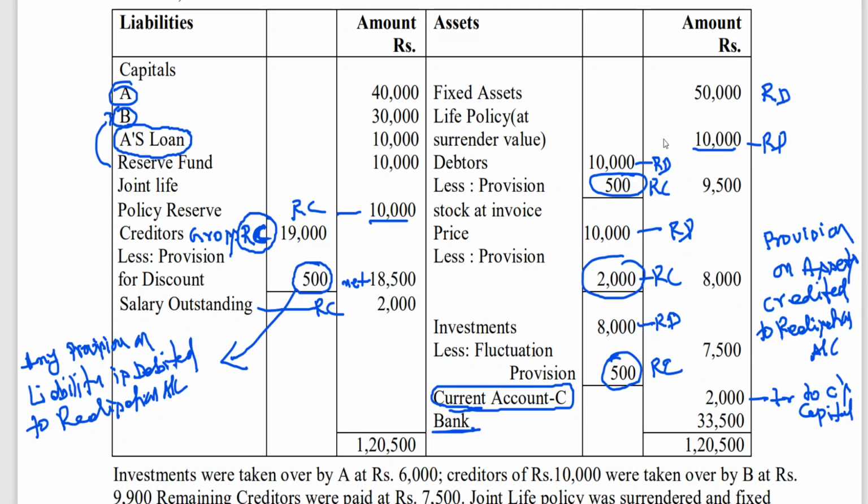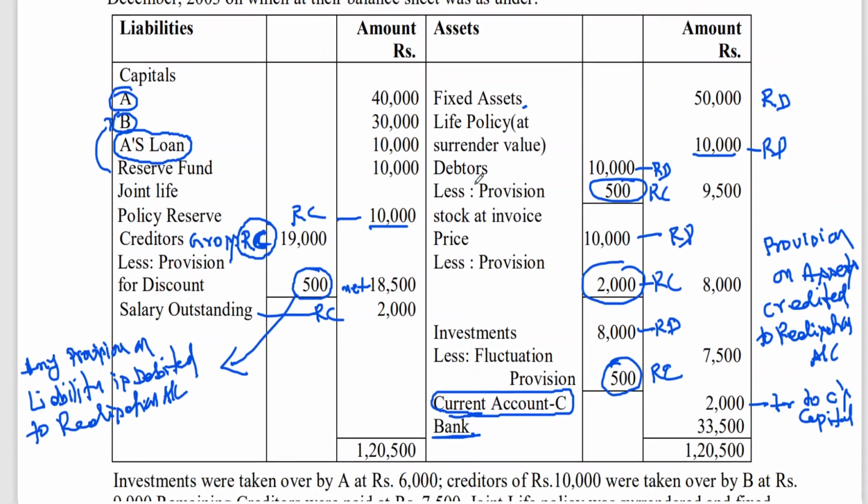Okay, now you count the assets, just initially, to have clarity. Fixed assets, asset number 1; life policy, asset number 2; debtors, asset number 3; stock, asset number 4; and investment, asset number 5. We are having 5 assets, and 2 liabilities, creditors and salary outstanding. These 5 assets have to be either realized in cash, or some of them can be taken by the partners. This is what you need to have clarity on. Okay, clear to all of you?